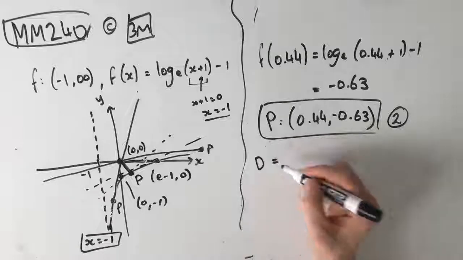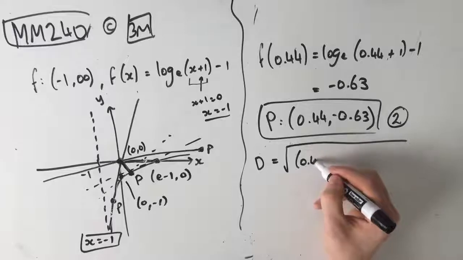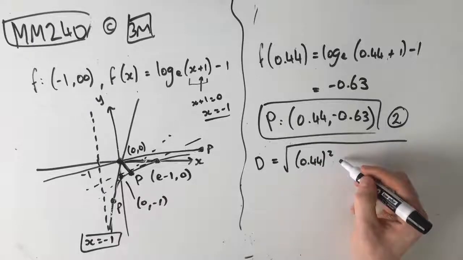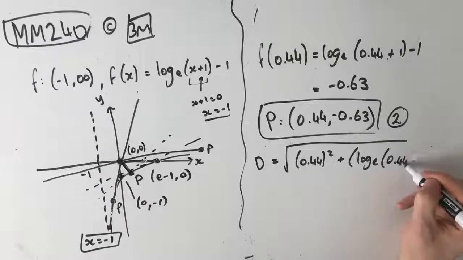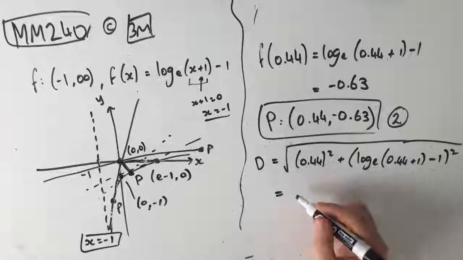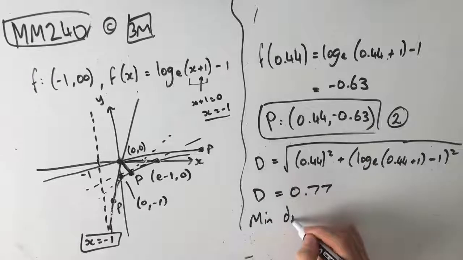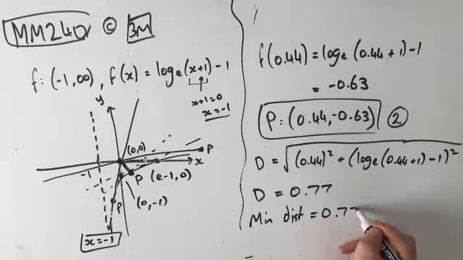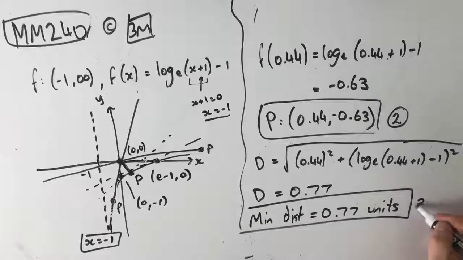So d is equal to, according to our formula, 0.44 squared plus log e of 0.44 plus 1 minus 1 squared, which gives us a value of 0.77, which means that our minimum distance is equal to 0.77 units. Because we're talking about distance, we always have to use units, but we don't have any units, so we just say the word units. That's our third and final mark for MM240.